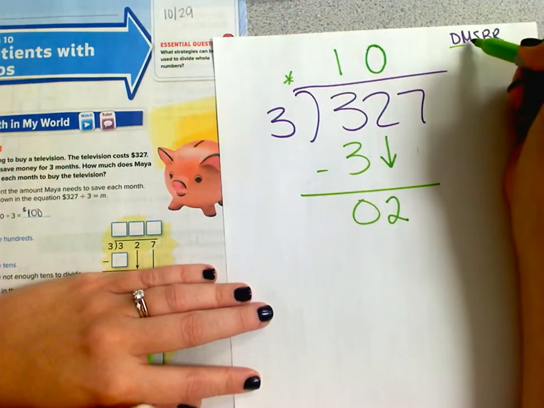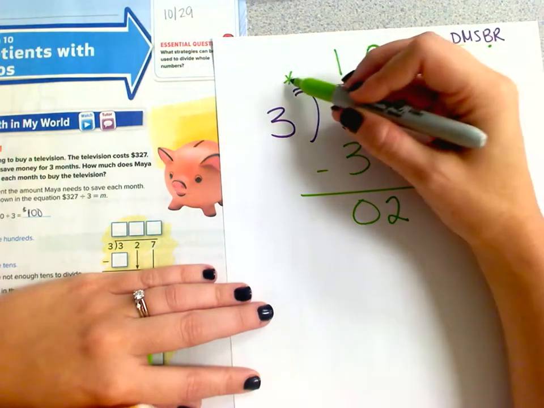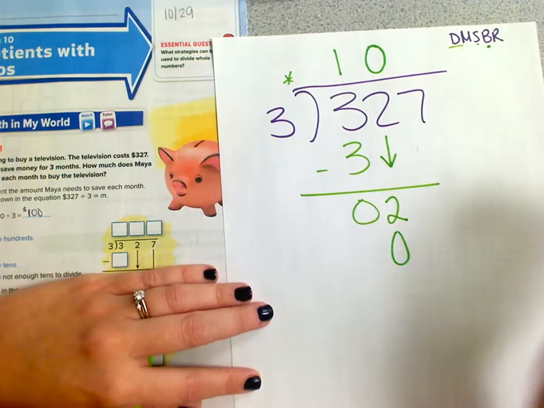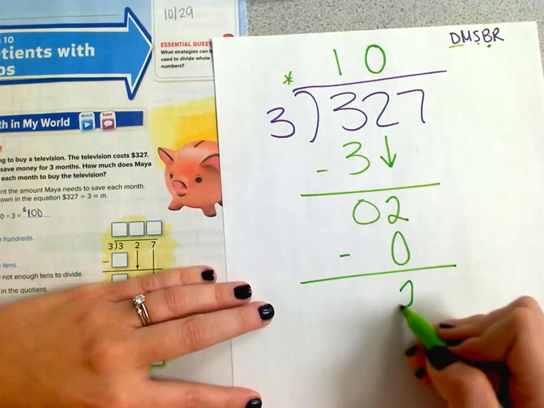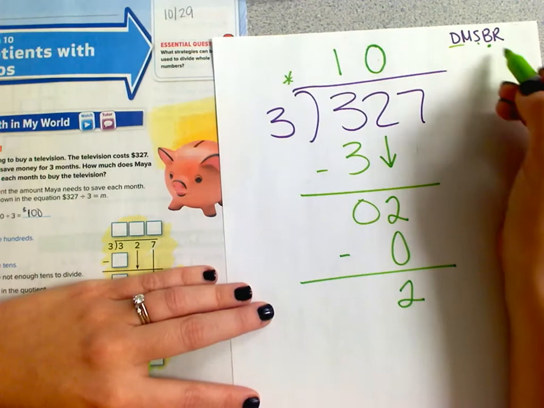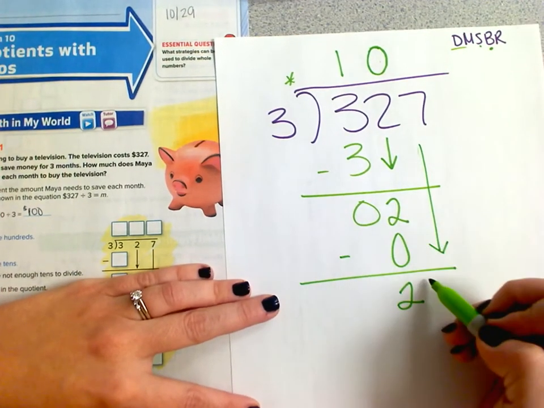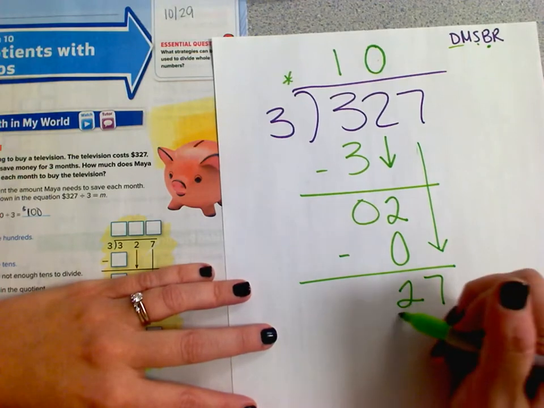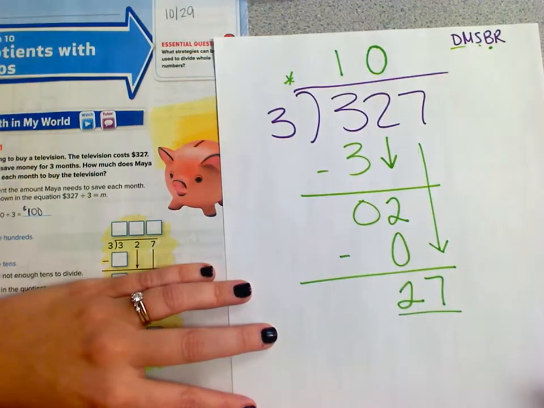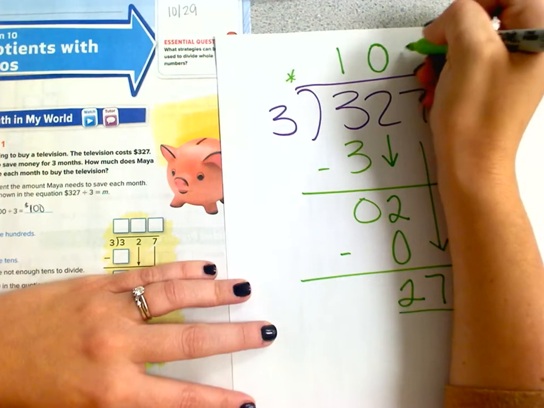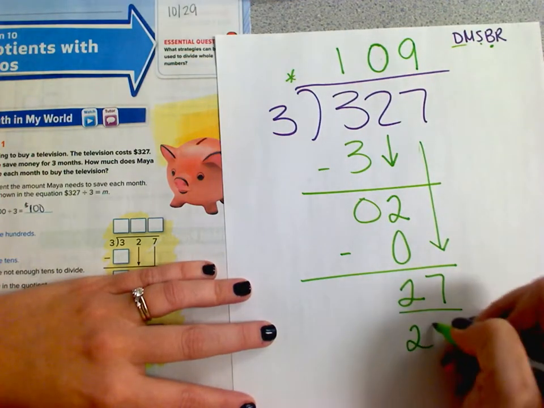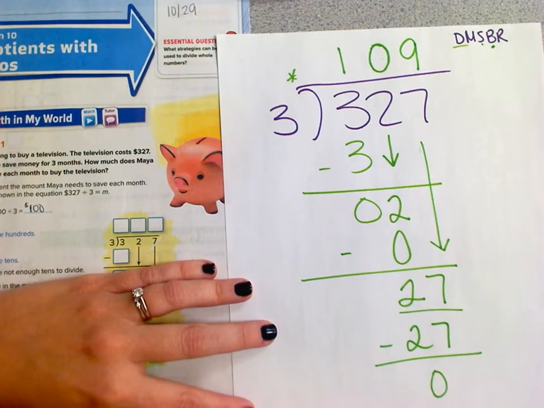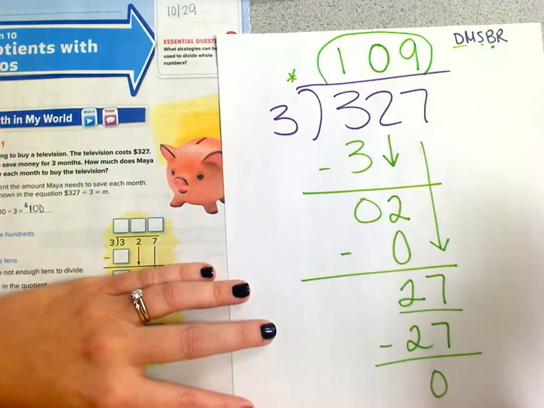Okay, now I do my same process. Multiply 0 times 3. 0 times 3 is 0. Next step, subtract. 2 minus 0 is 2. Next step, B for bring down. Okay, here we go. Now I have my 7 down here. And now I can definitely divide 3 into 27. 3 goes into 27 9 times. 9 times 3, 27. Subtract 0. No remainder. Nothing left to do. My quotient is 109.